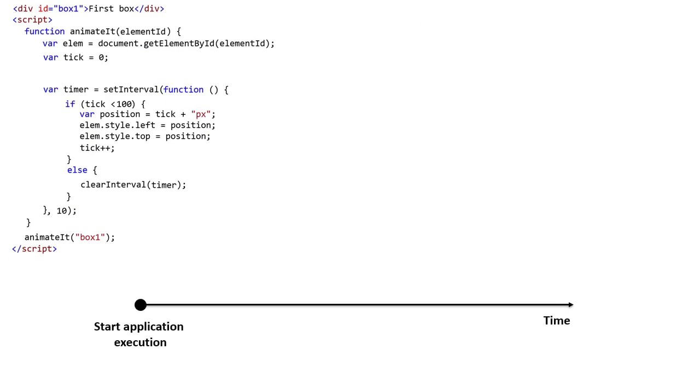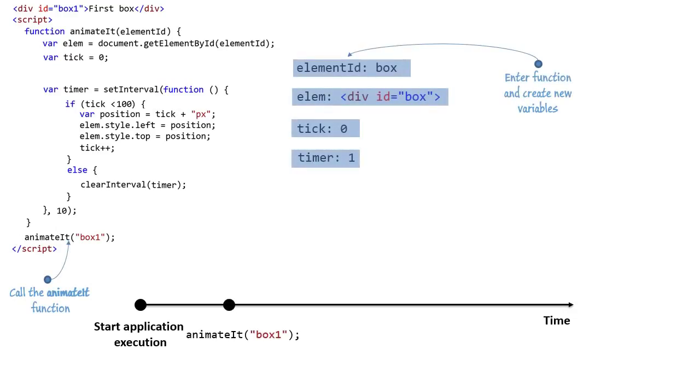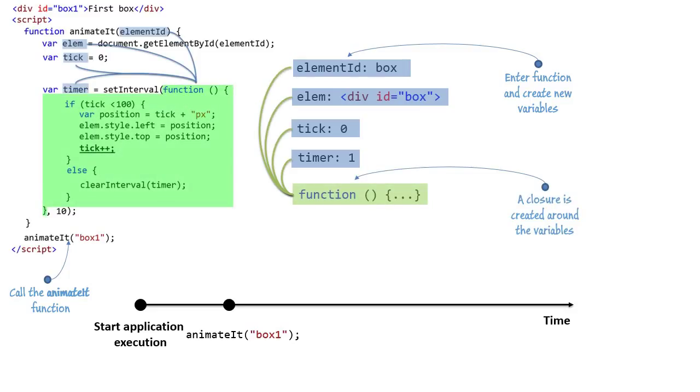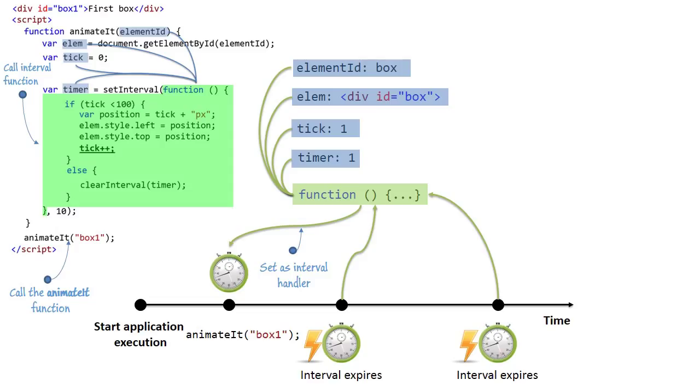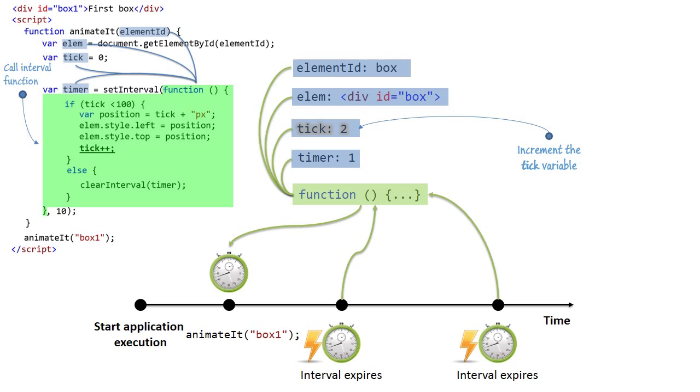Let's study the application execution. When we call the animateIt function, we create new local variables and a new function closure around the variables. This function is registered as an interval function. Next, when the interval expires, the browser executes the registered function and the tick variable is modified. When another interval expires, the browser again calls the registered function, and so on. The variables are alive as long as the interval function is being executed.